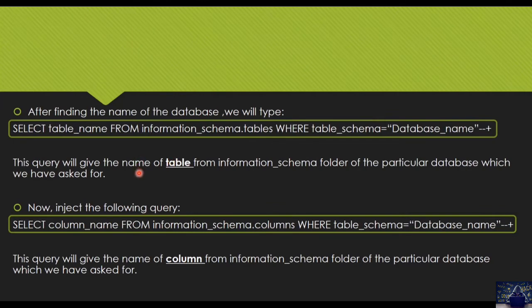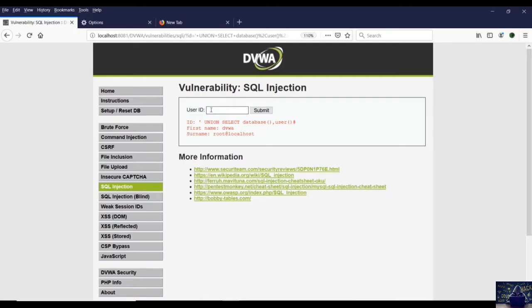So now as we know the name of our database, we can go further and fetch the number of tables. After finding the name of the database, we will type this command to get the name of the table, so that we'll get to know which table is there in our database and what information we need to fetch. Also, we'll inject another query which will provide us the name of the column, as we also want to know about the column name. First, let's inject this query to know about the name of the table.